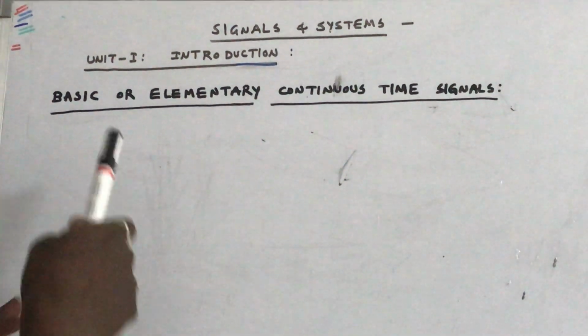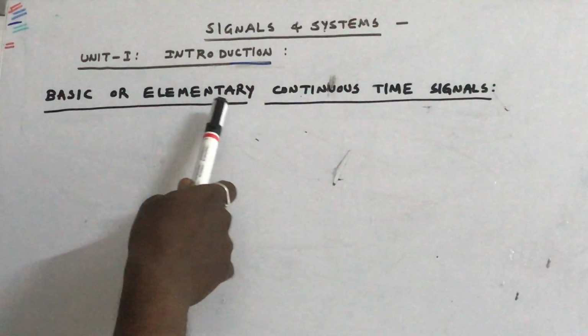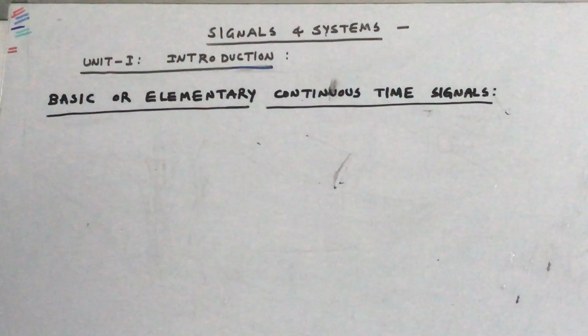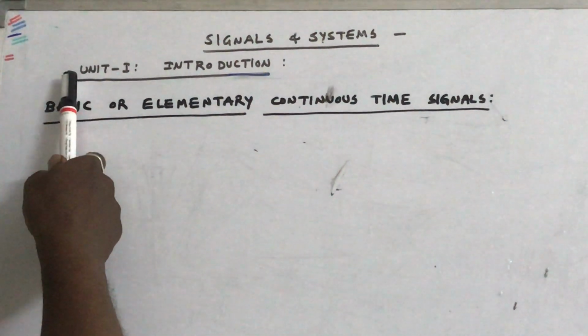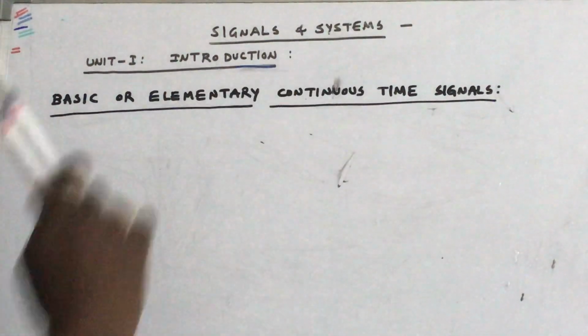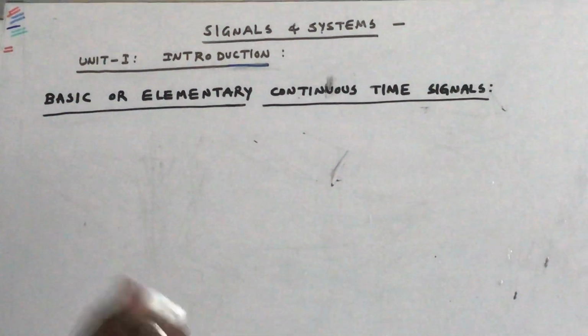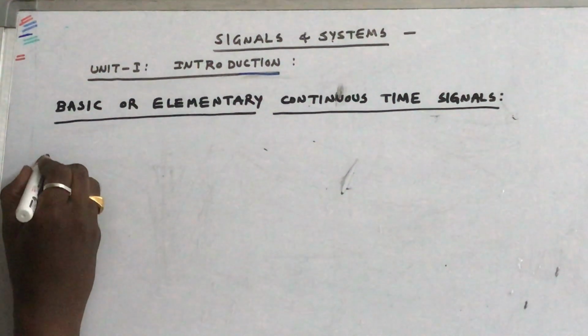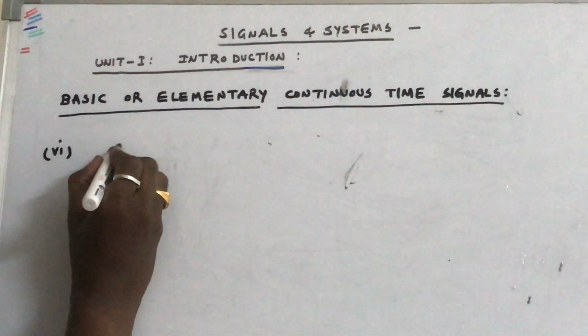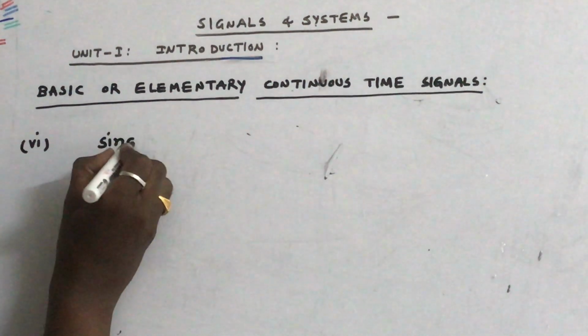Today in this session we will discuss some more basic or elementary continuous time signals from unit 1 of the signals and systems subject. Another basic continuous time signal, a very important signal, is the Sinc signal.